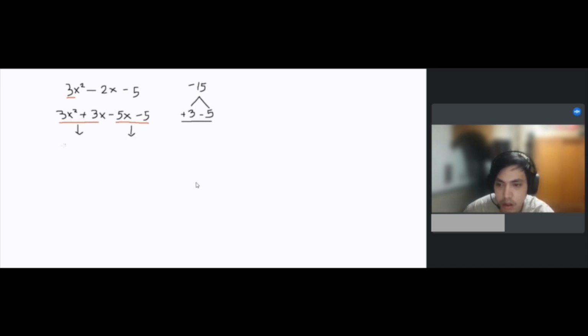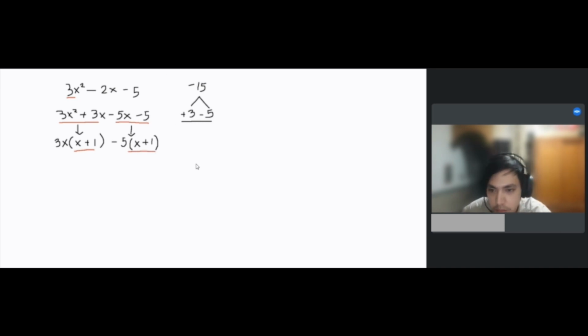Now notice there's a common factor in the first group, which is 3x, so we factor out 3x, and then we find the remaining, which is x. Now 3x divided by 3x is just positive 1. Same for the second group. They have a common factor, which is negative 5. Now factoring out negative 5, we have negative 5x divided by negative 5 is x, and negative 5 divided by negative 5 is 1, so x plus 1.